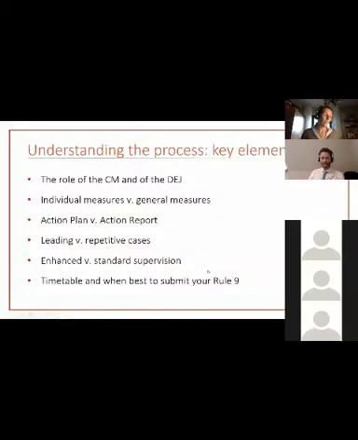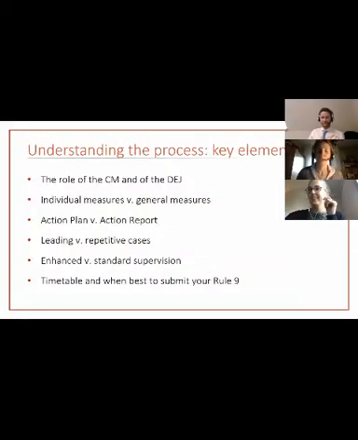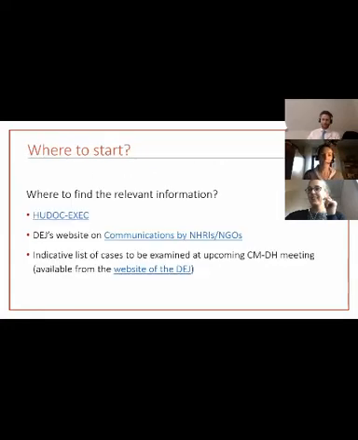Okay, great. So what I would like to do today, because a lot has been said already about what you should consider when writing Rule 9s, I just want to start again with a very short reminder about the key elements of the process, because when you're writing Rule 9s, you have to get the picture clear in your mind about whether we're talking about a leading case, a case under enhanced supervision or not, because these will affect also the timeline of your intervention in front of the Committee of Ministers.